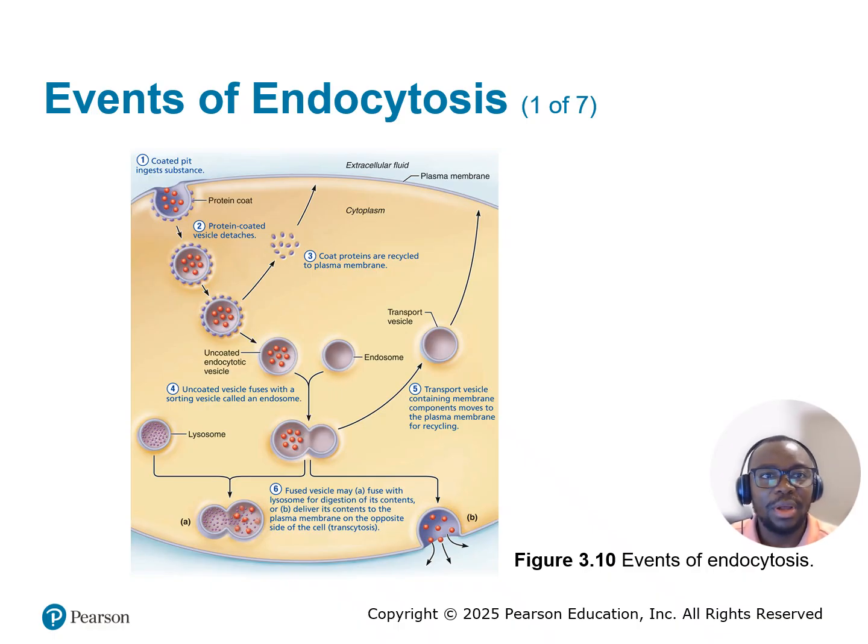In step 4, the vesicle is now an uncoated endocytic vesicle. It fuses with a sorting vesicle called an endosome. In step 5, a transport vesicle may carry some of the membrane components of the fused vesicle back to the cell membrane for recycling. In step 6, the fused vesicle may either A. fuse with the lysosome for digestion of its content, or B. deliver its content to the plasma membrane on the opposite side of the cell. If the vesicle's contents are delivered to the opposite side of the cell, this is known as transcytosis.